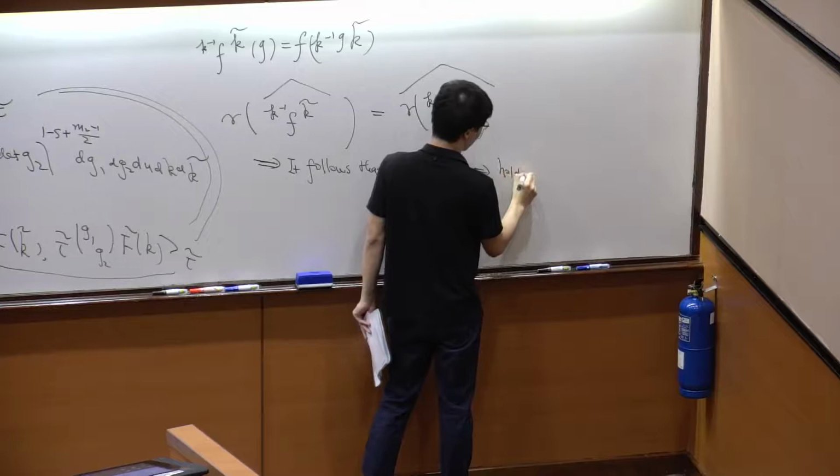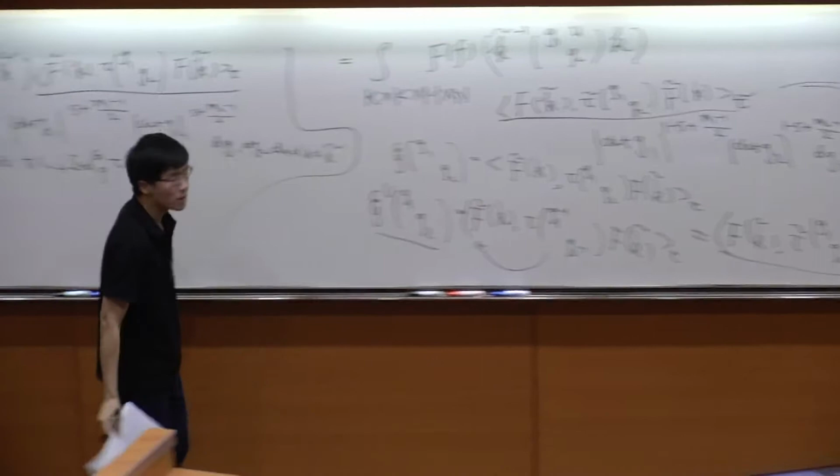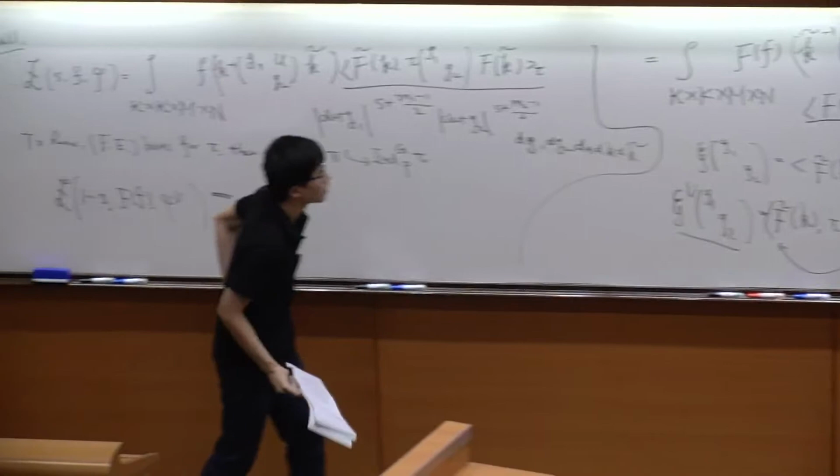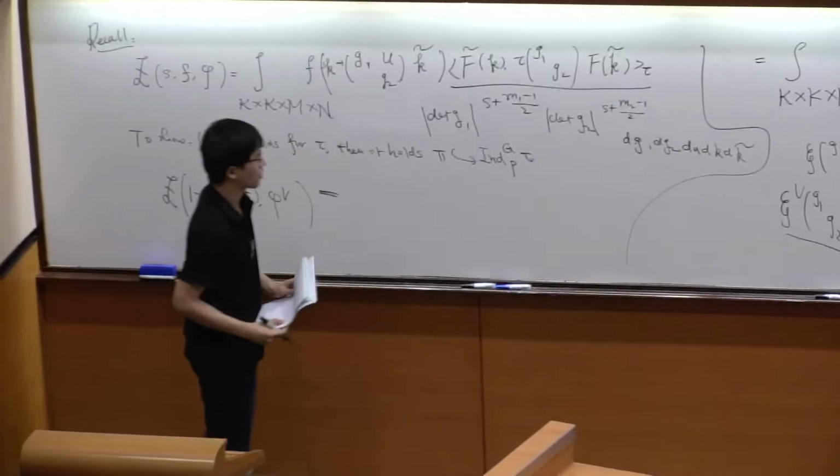Yeah, you just write down the explicit expression and find the relation between the matrix coefficients of the two expressions and the Fourier transform of these two new functions. Then you immediately deduce that the functional equation can be deduced from the cuspidal data there.